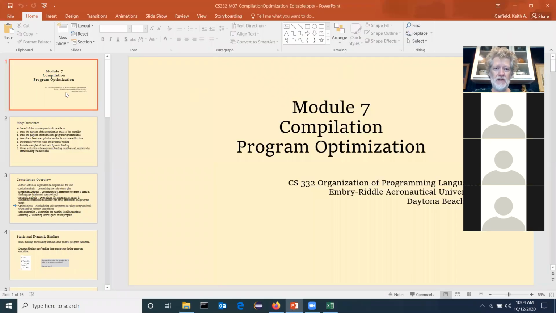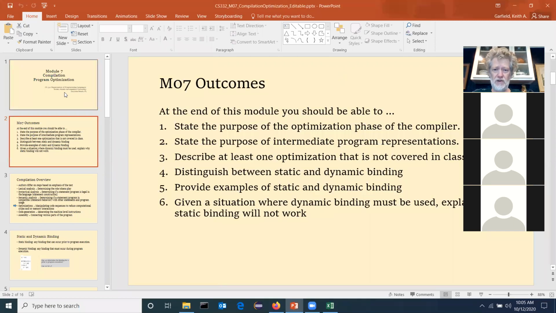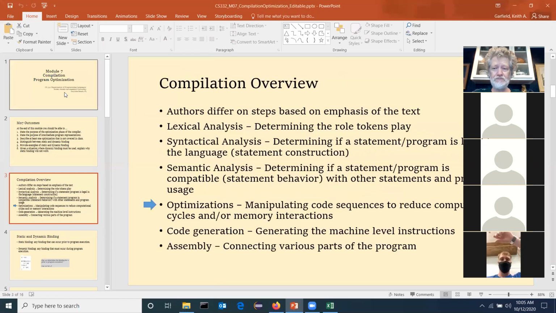All right, but let's talk about optimization. So again, here are the outcomes.